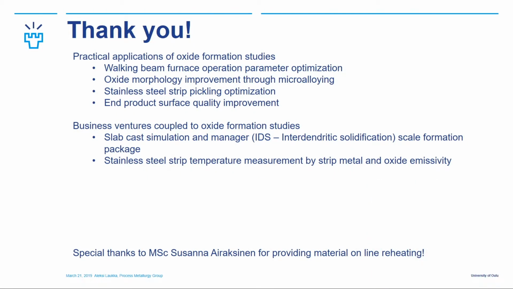Some practical applications from these oxide formation studies have been the walking beam furnace operation parameter optimization. So instead of using the walking beam furnace in a way that if you put austenitic stainless steel, you use this program, or ferritic stainless steel, you use this program, for all of the austenitic stainless steels, we can use different programs based on the studies made by our group here. Also, we have the oxide morphology improvement through microalloying, so it can be seen if it's easier to remove scale. For example, we have ongoing research on stainless steel strip pickling optimization, and we have the end product surface quality improvement as an aim for our research.